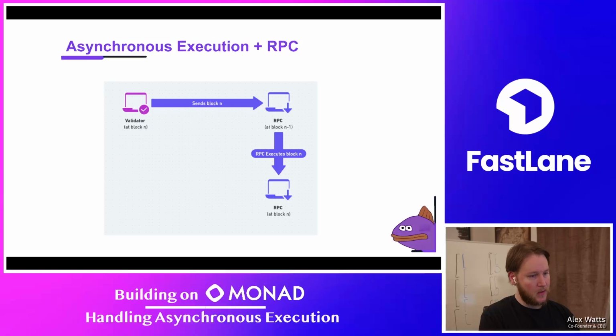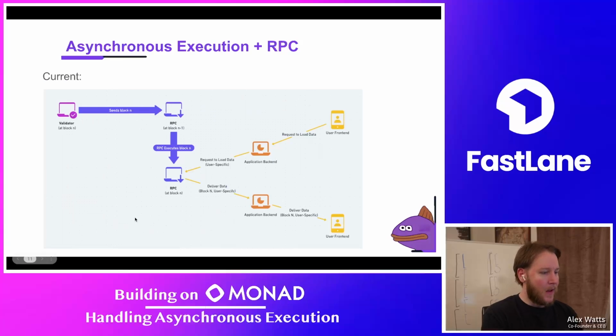With asynchronous execution, what's happening is that these validators, let's say they mine block n, they send it out to the RPC nodes. And then after the RPC node receives it, it executes it. And it becomes an RPC that now has the block in state. And so if we combine this with what these application backends are doing, we've got the validator sending out to the RPC. The RPC is then executing the block. Meanwhile, the user, through their front end, is sending a request for data to the app backend. The app backend is then, over the network, sending a request to the RPC.